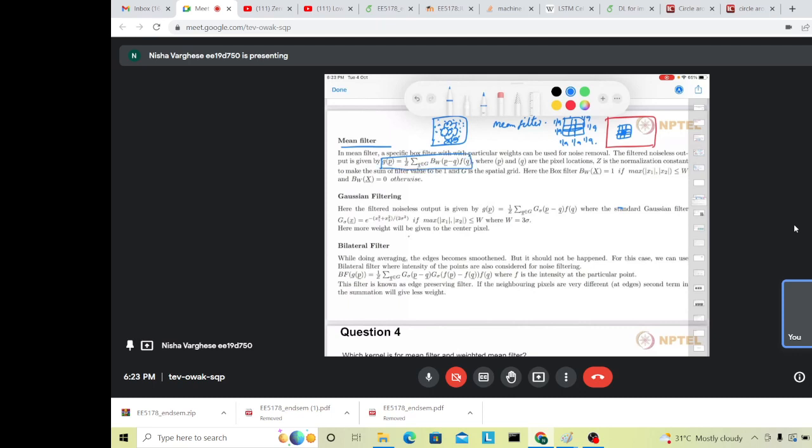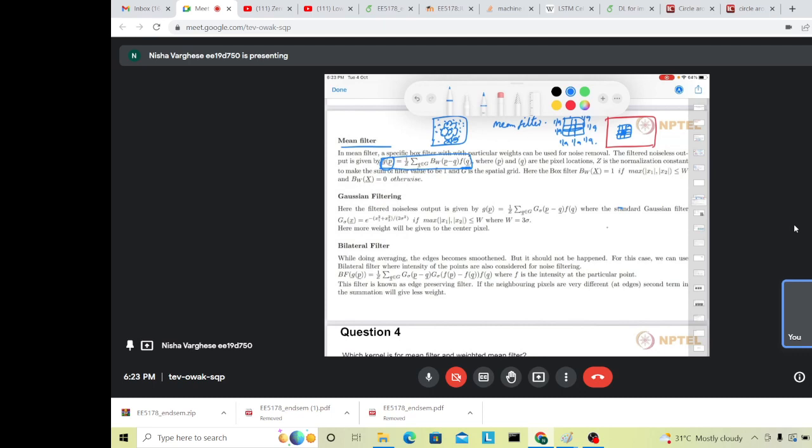So the modified pixel value will be what? 1 by 9 into the box filter value. Okay. So here f of q is the underlying pixel intensities. And we can say that every pixel will have the same weightage, 1 by 9, right? But we don't want that. The center pixel should have more weightage and the far away points should have lesser weightage, right?